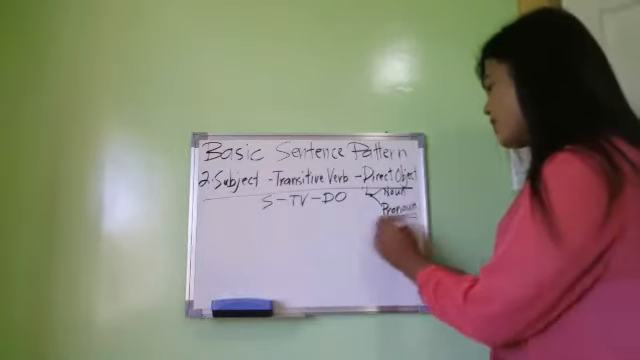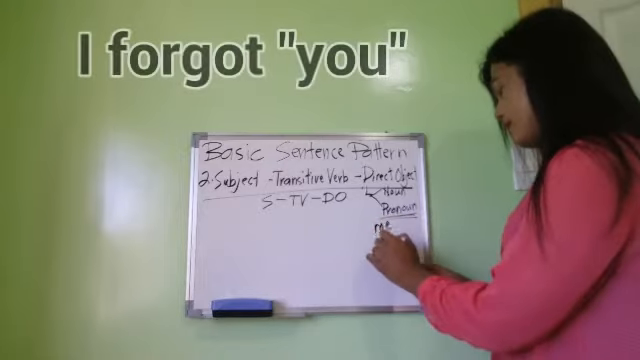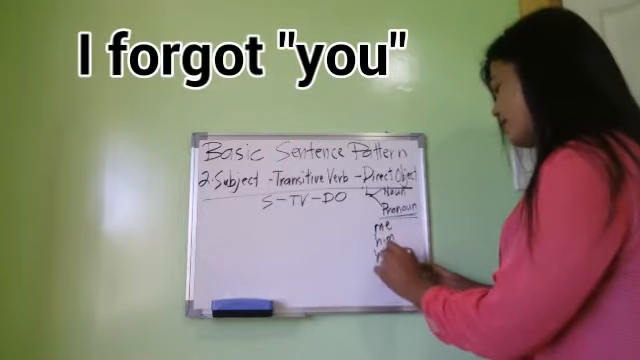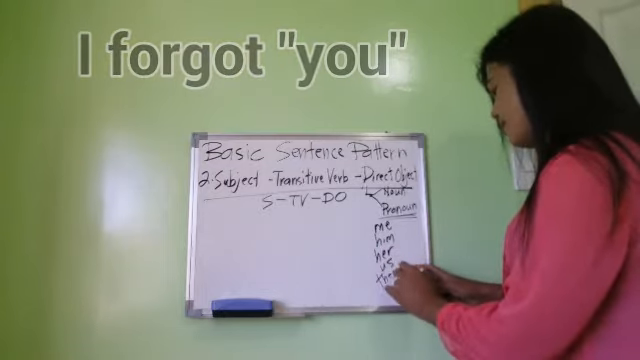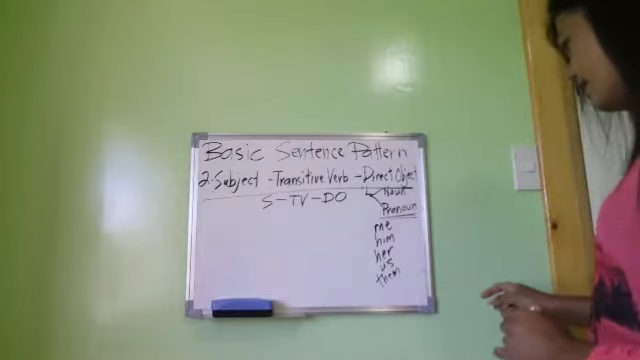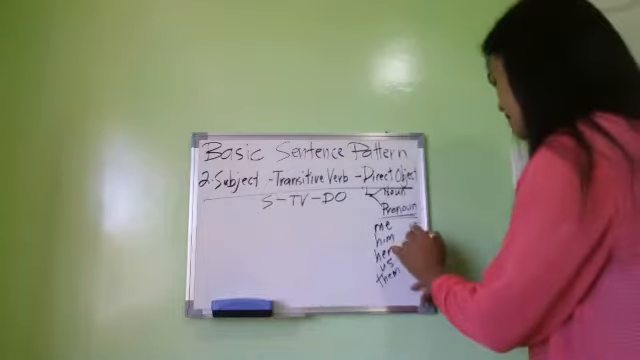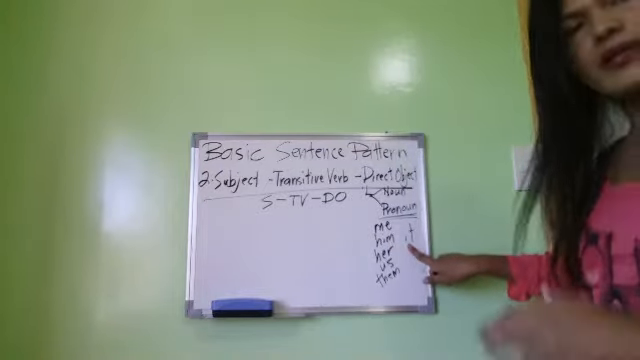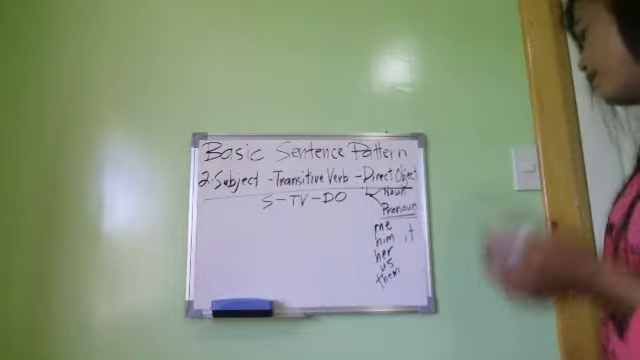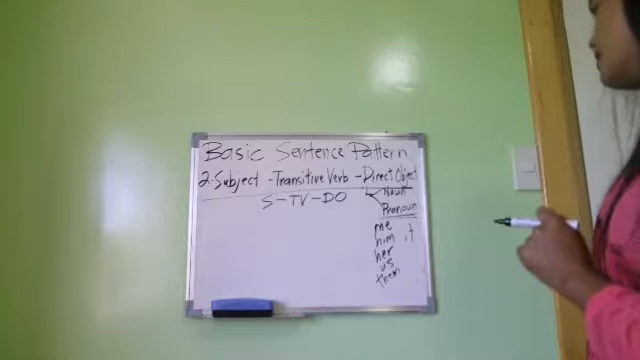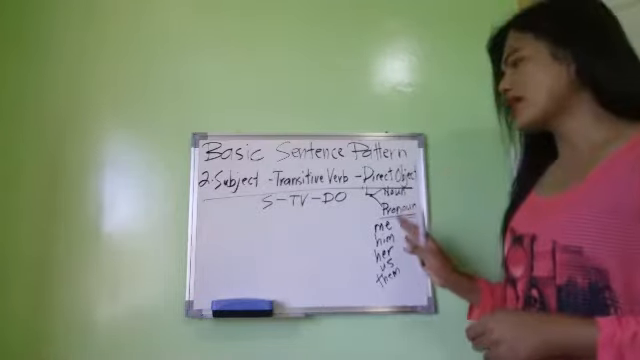Okay, so what are your pronouns? Object pronouns, we have your me, him, her, us, what else? Them, and what else? It. So it talks about animals or a thing. Okay, so I think these are all: me, him, her, us, them, it. So these are just examples of your pronoun.